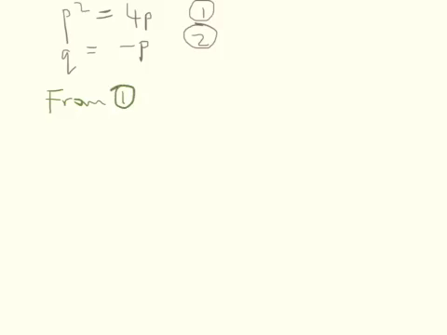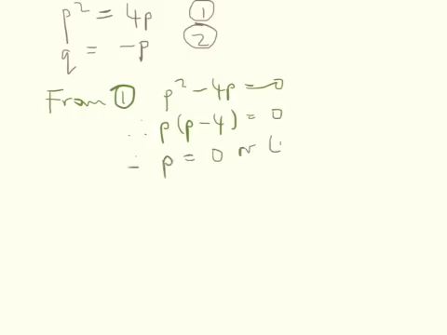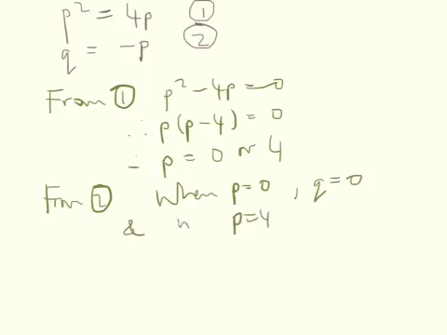We can solve them. From equation 1, we can't divide both sides by p because it could be 0. So p squared minus 4p equals 0. Factorise it because it's quadratic. So p equals 0 or 4. Now we use equation number 2 to work out q. When p equals 0, q equals 0. And when p equals 4, q equals minus 4.